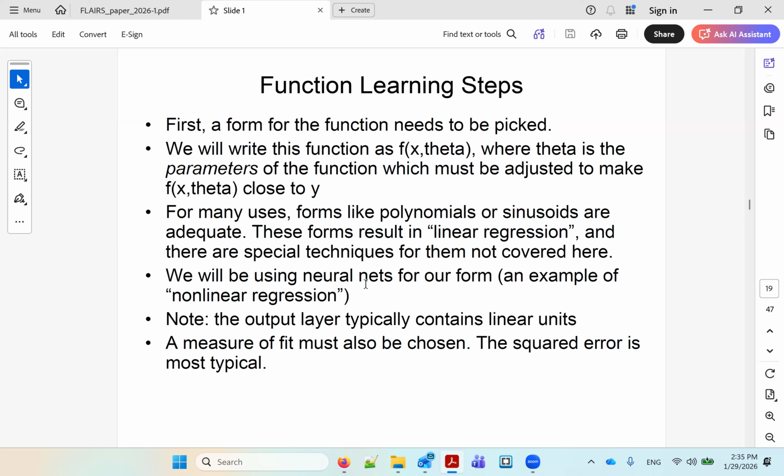Okay. Now, for function learning, for this particular application, it's not classification, it's not producing probabilities on the output. It's producing any floating point number, right? Because that function could be doing anything, positive or negative, huge or small. So the output layer typically contains a linear unit, or linear units if the function is multi-dimensional.